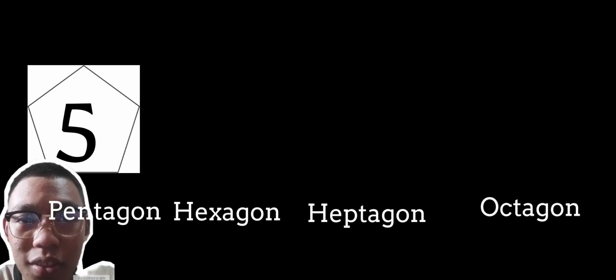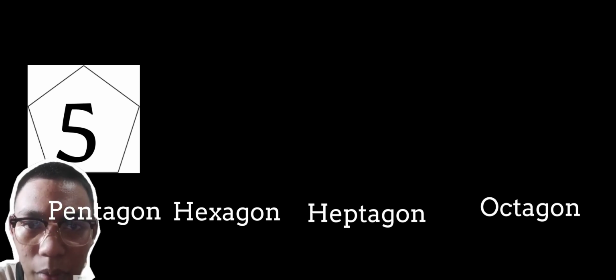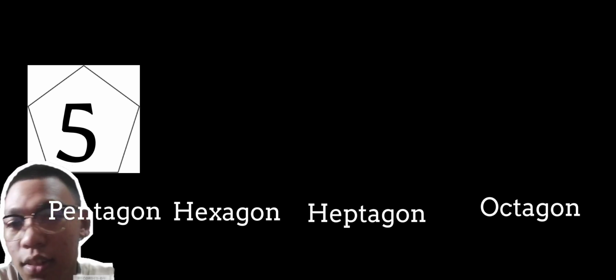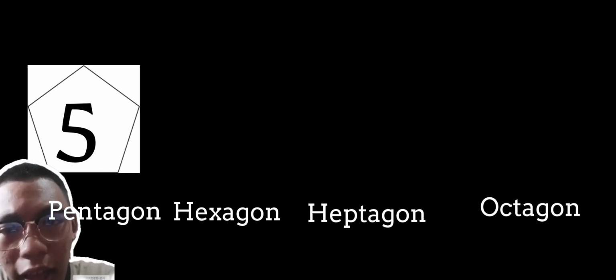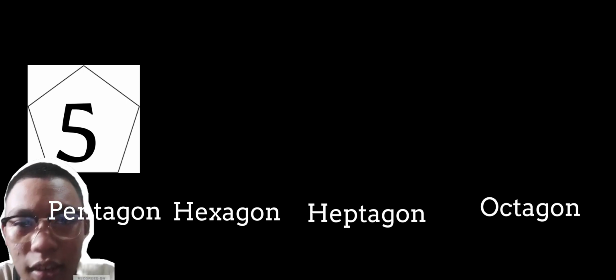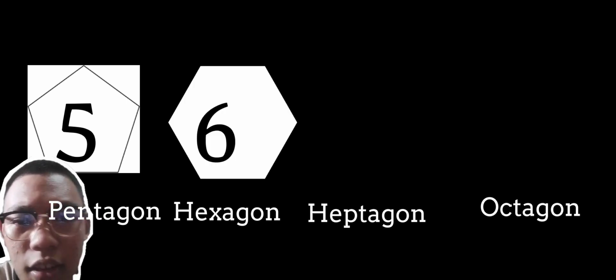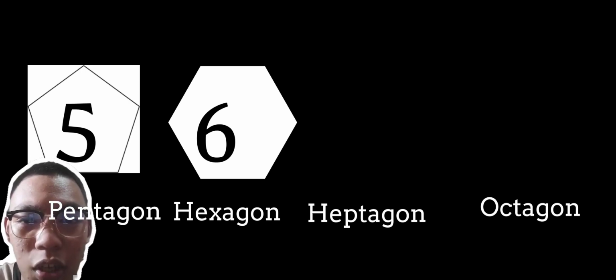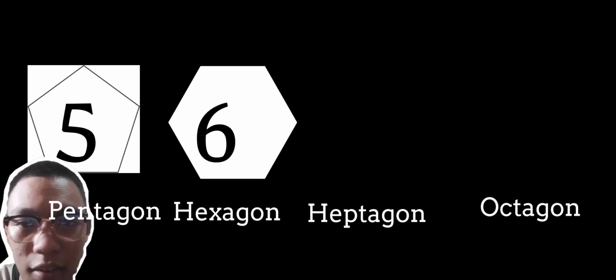What do you think the name of a five-sided polygon is? What would you say? A five-sided polygon is also known as a pentagon. Now, what about the six-sided polygon? What's the name for that six-sided polygon? It's called a hexagon. What about seven? What's the name for a seven-sided figure?